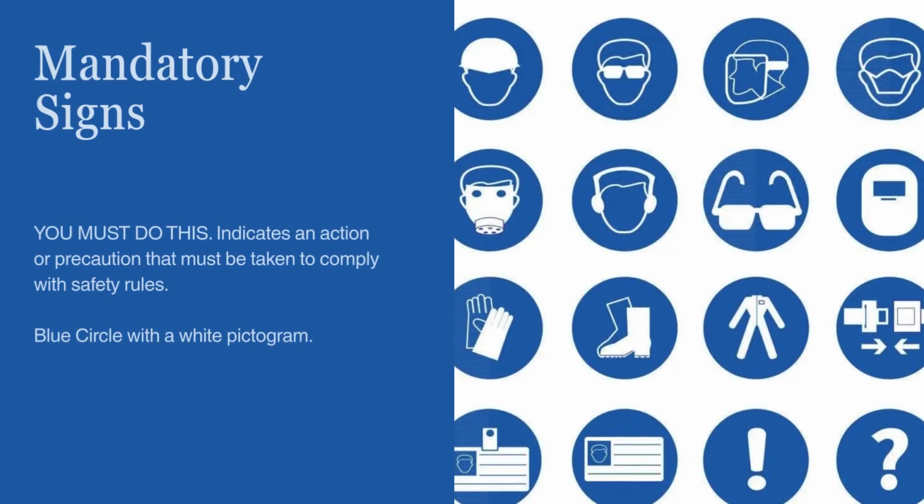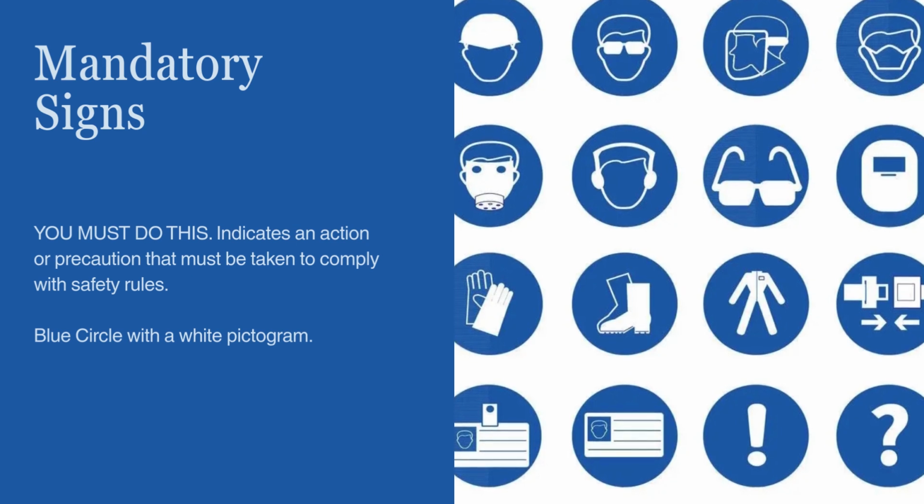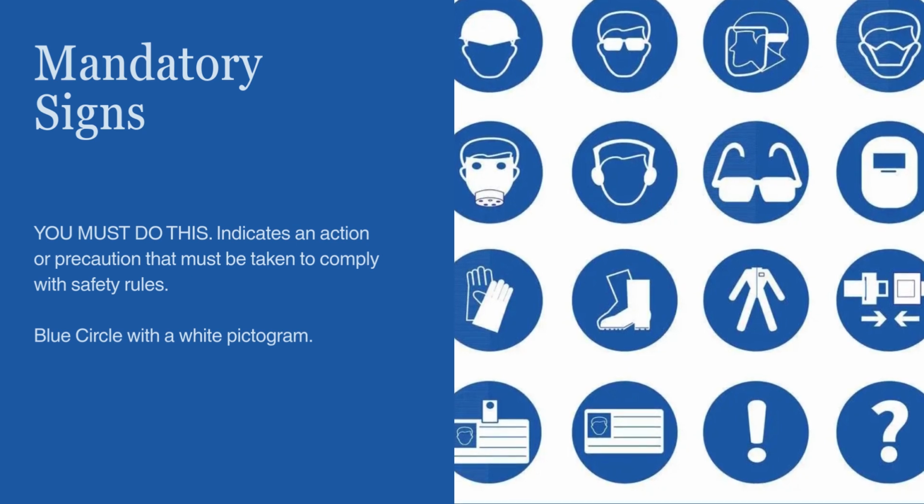Mandatory signs are circular and blue in color. These signs tell you what you must do to stay safe in a particular area. Examples include wear eye protection, wear ear protection, wear safety boots, wear protective gloves. Mandatory signs are often found near machines or areas where personal protective equipment, or PPE, is required. Following these signs helps reduce the risk of injury and long-term health problems.